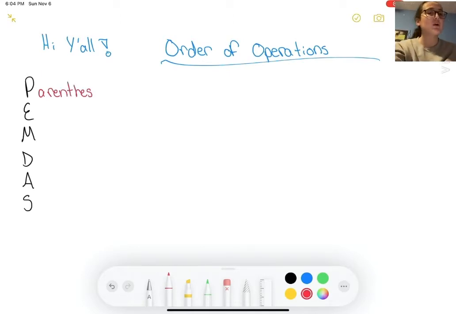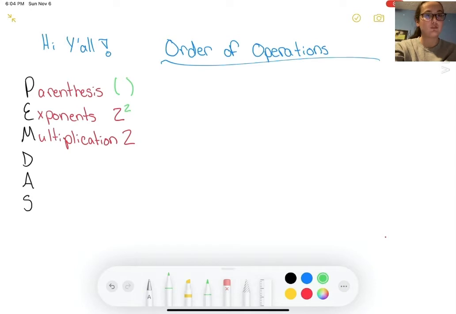Now, the first thing that we're going to look at and solve for in our equations using order of operations is going to be parentheses, and that's what our P stands for. The second thing is going to be our exponents. So after we look at what's in parentheses and we solve for that, we're going to solve for any exponents. So that's going to be like 2 squared. The next thing that we're going to look for is going to be our M in PEMDAS, and that is going to be our multiplication.